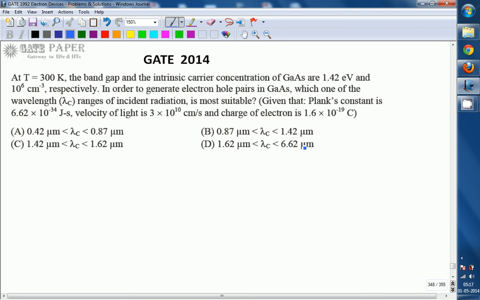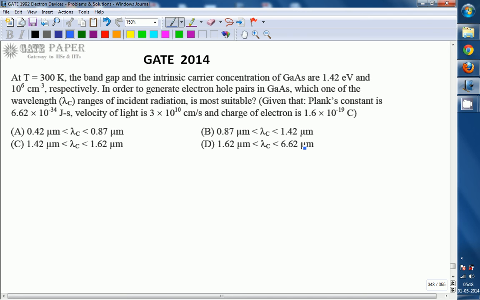Hello, we are discussing the GATE 2014 ECE paper, and this question is related to electronics. At T equal to 300 degrees Kelvin, that is room temperature, the band gap and intrinsic carrier concentration of gallium arsenide, GaAs, are 1.42 electron volts and 10 power 6 per centimeter cube respectively.